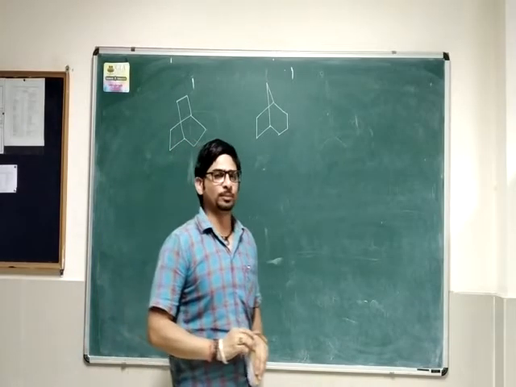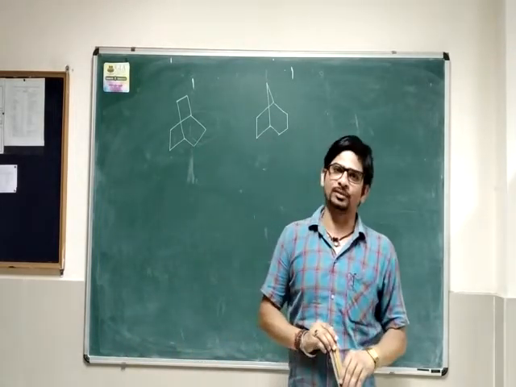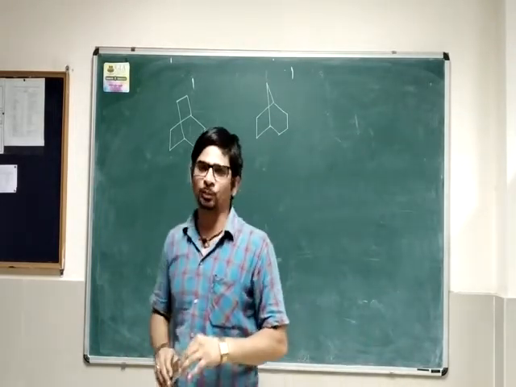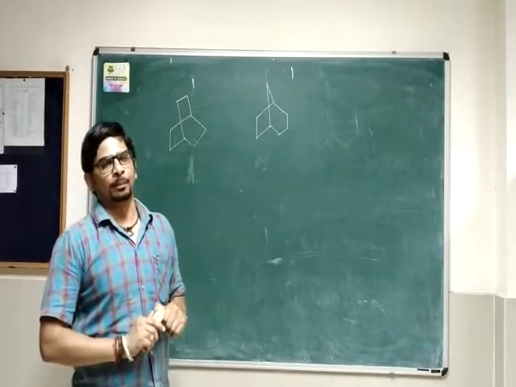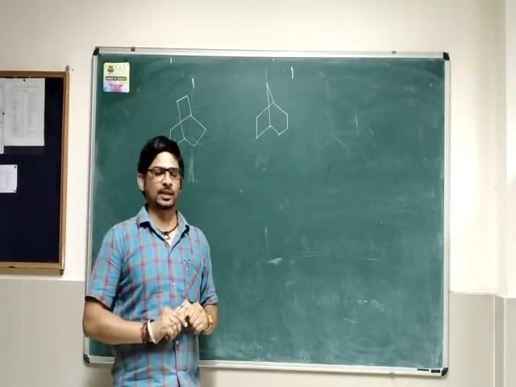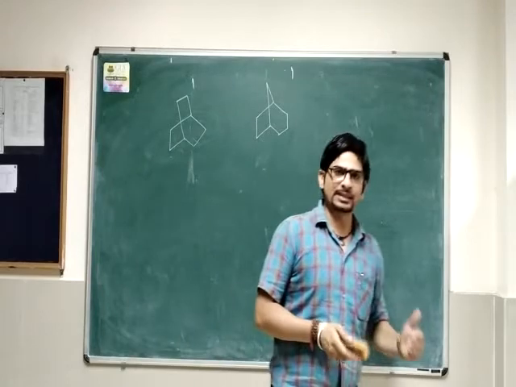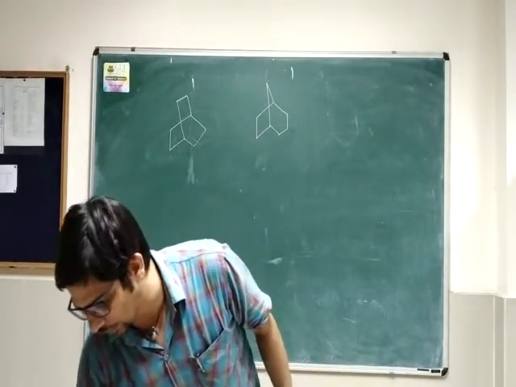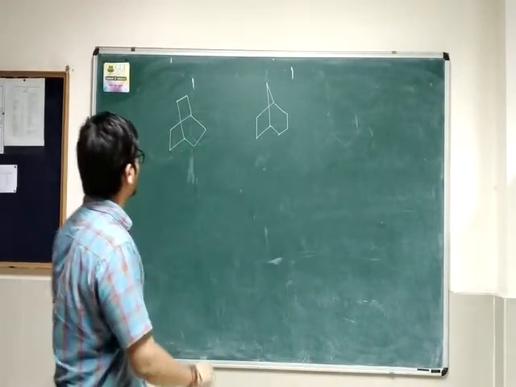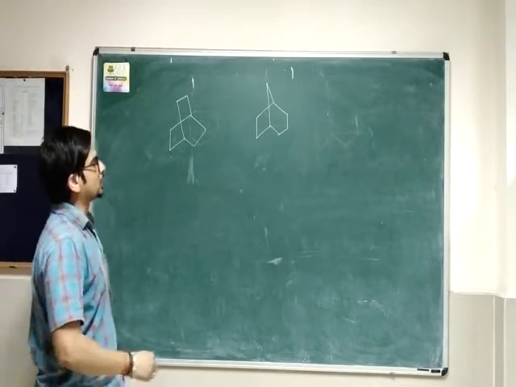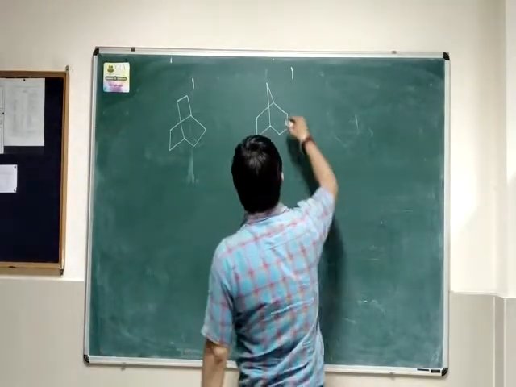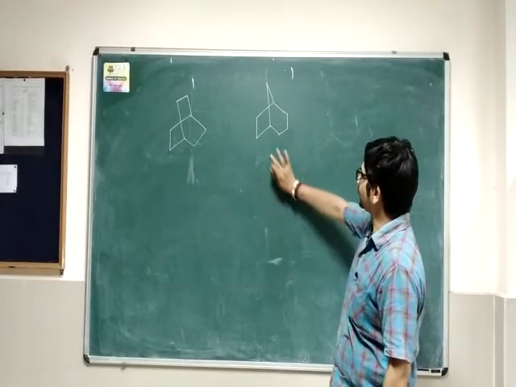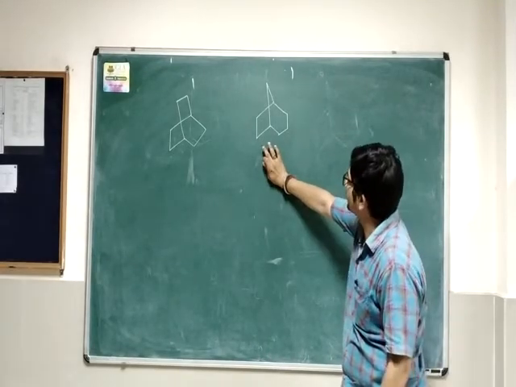Hello friends, I hope you have liked my last lecture on the IUPAC naming of mono and bicyclic systems. So let us take a few more examples on the naming of bicyclic systems, specifically on the numbering of the system. So this is the bicyclic system.